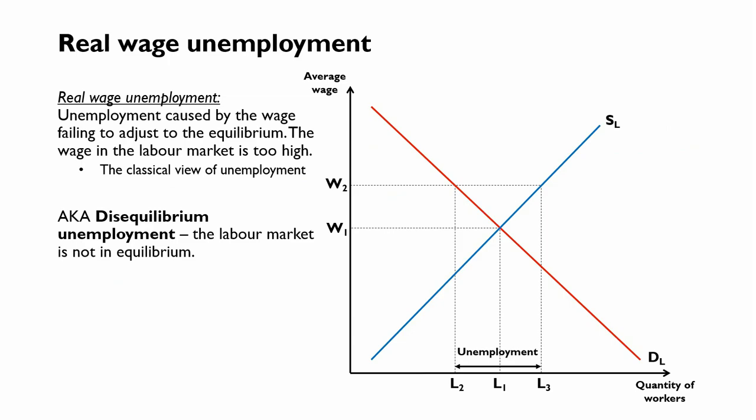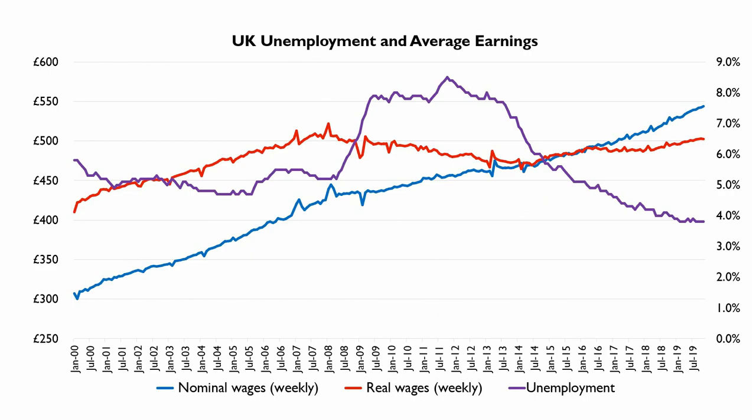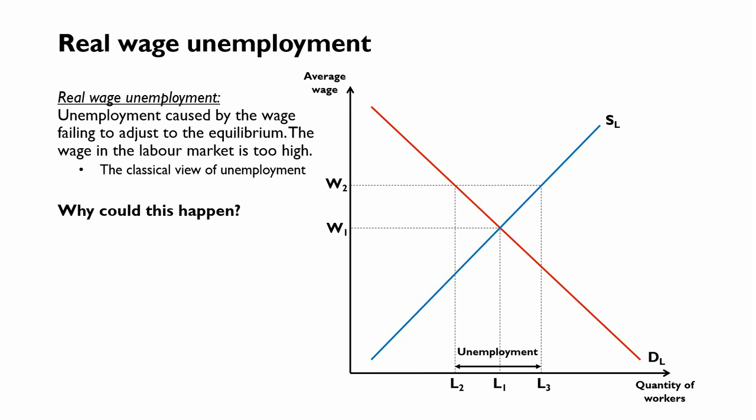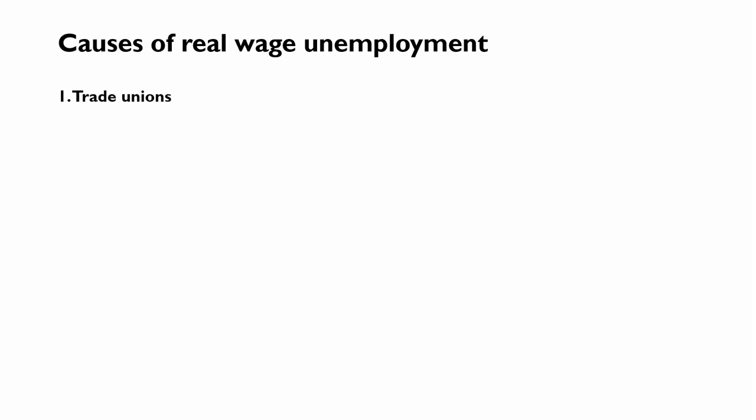That's what's going on in our diagram. The supply of labour is too great. There's excess supply of labour, we want wages to adjust downwards. So here's the key question: why could this happen? What causes this? Well, there's 5 basic reasons that different economists have pointed to why real wages might be too high. The first is trade unions.